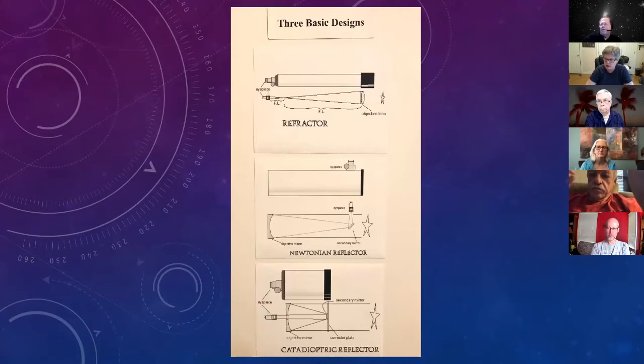And so this is where I thought we'd have a discussion on basically, Jim, these are the panels you gave me a few years ago about the three basic designs of telescopes. And these are the three basic designs that you're going to find in the marketplace. And so we have the refractor.